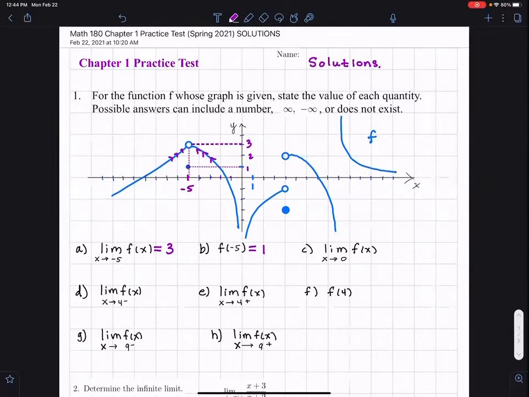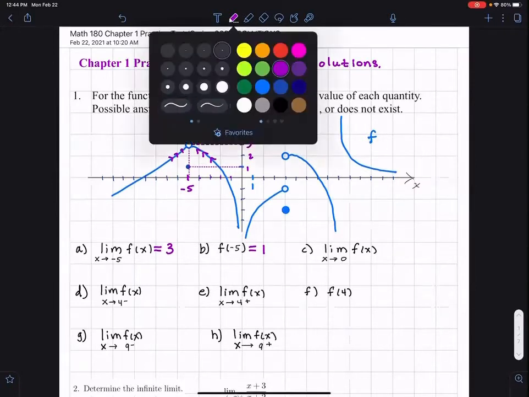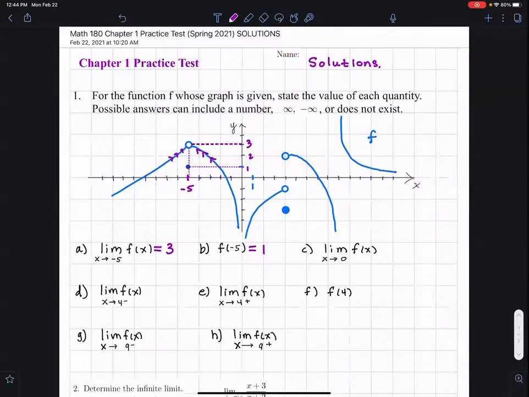Okay, how about the limit here? This is not truly a limit at 0, it's an infinite limit. So what are you going to write down for C? What should we put for C? Negative infinity, we can see it's going down.